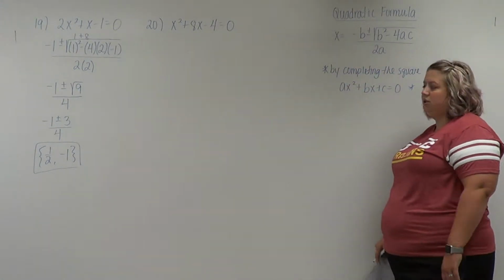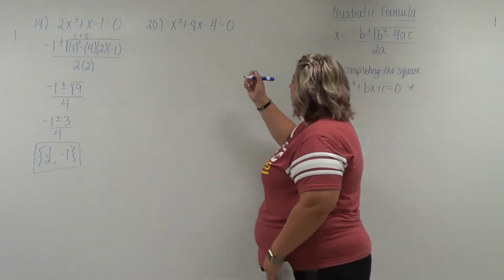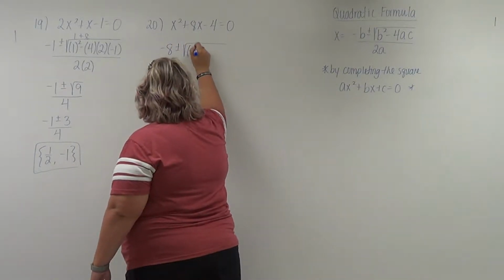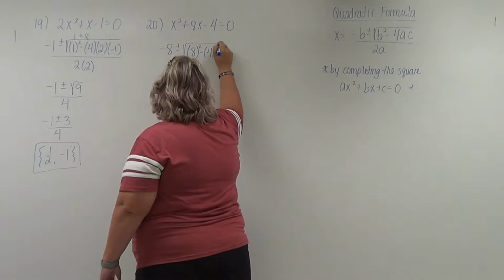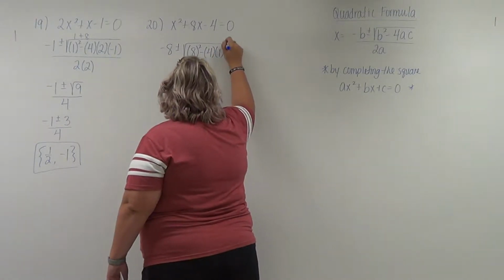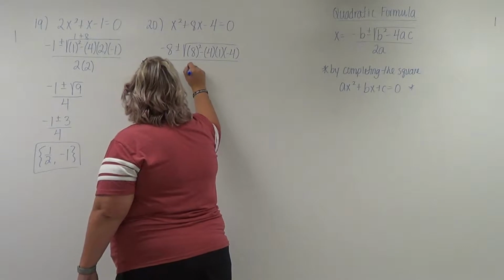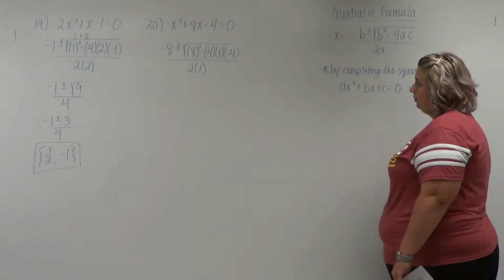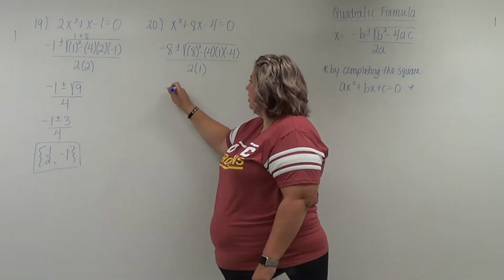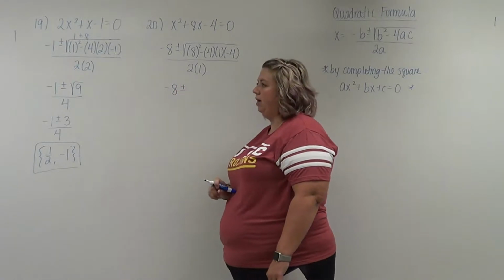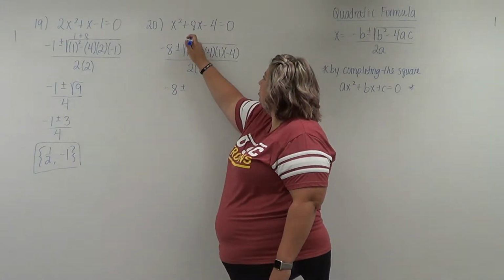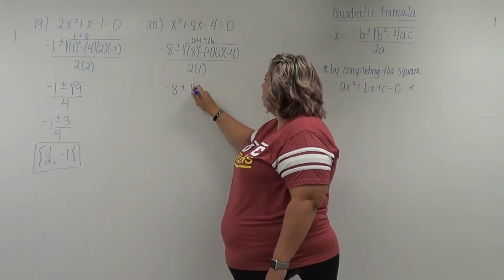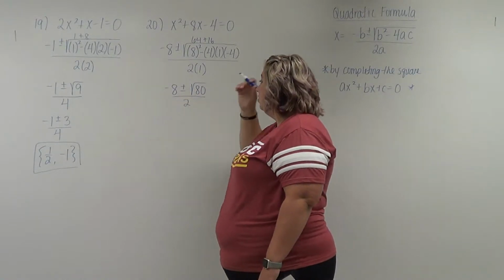Okay, this one, it's already equal to 0. So opposite of b, so I'd have -8 plus or minus the square root of 8 squared minus 4 times 1 times -4, all over 2 times 1. So this would be -8 plus or minus. Okay, well inside the square root, 8 squared is 64, that would be plus 16. So that would be the square root of 80 over 2.